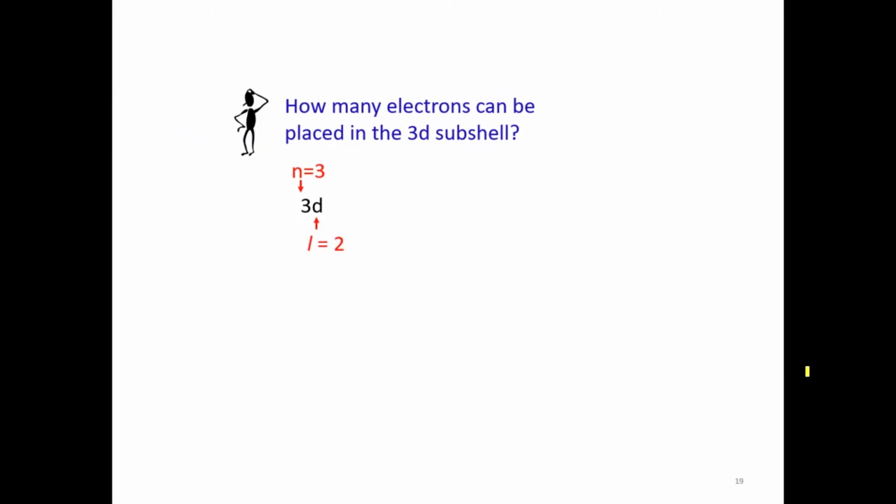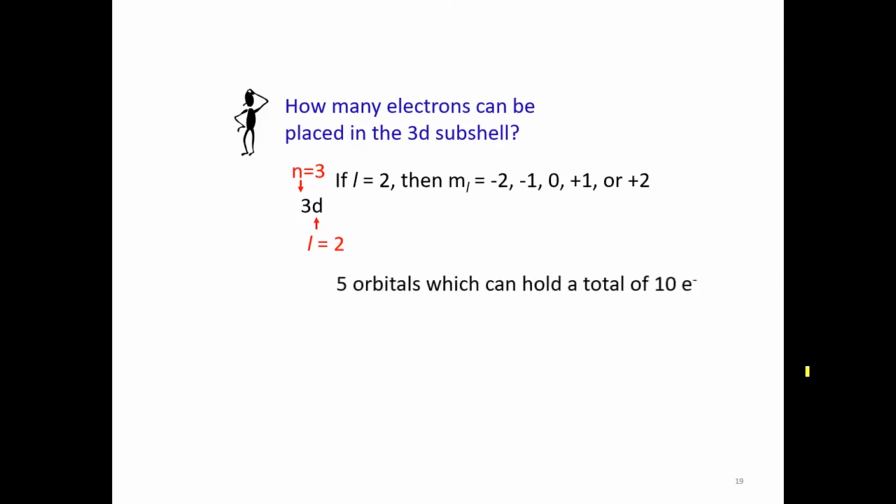Now, if l equals 2, that means that ml, in other words, the possible orientations, the possible orbitals you can have in this subshell are -2, -1, 0, +1, or +2. In other words, you can have up to 5 orbitals in this particular subshell. And since each orbital can hold up to 2 electrons, the maximum number of electrons that you can put in the 3d subshell would be 5 times 2 for a total of 10 electrons. Okay?